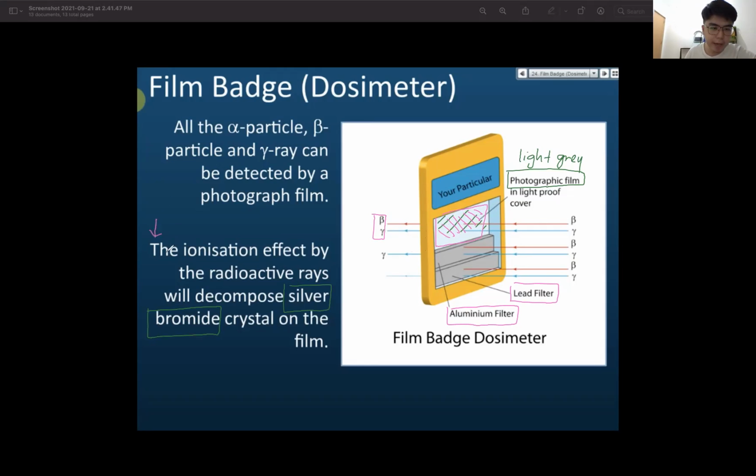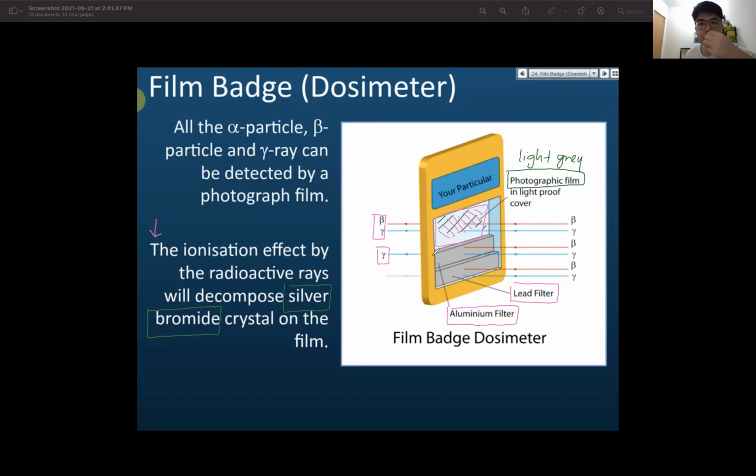Okay, you can read here, the ionization effect by the radioactive rays will decompose silver bromide on the film, and it turns a dark color. Now, the aluminum filter in the middle, what can it block? It can block beta. The aluminum can block beta, but gamma it cannot block. You can see gamma can pass through here.